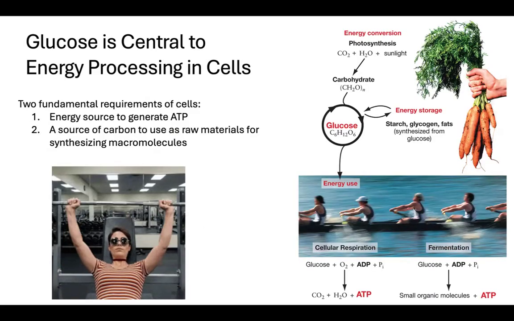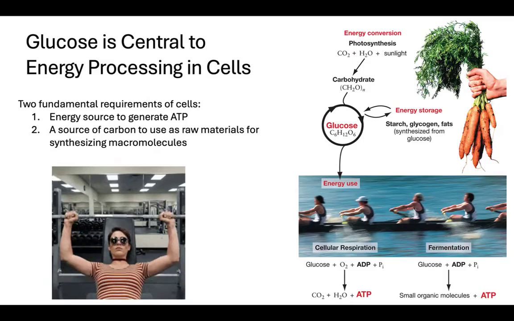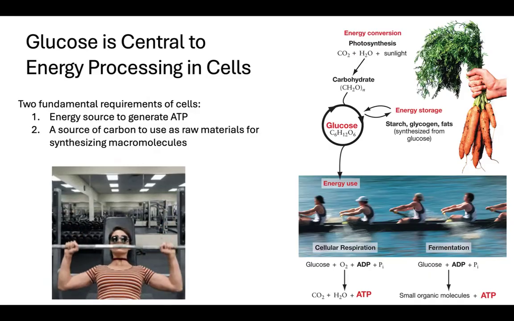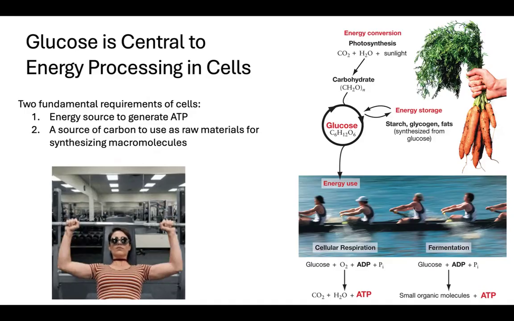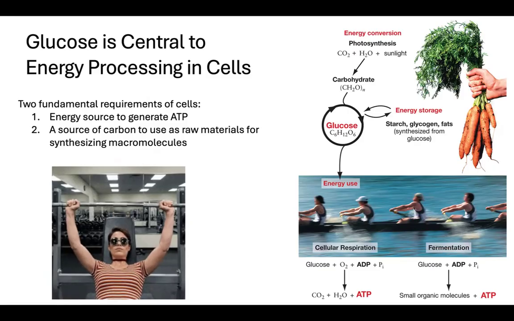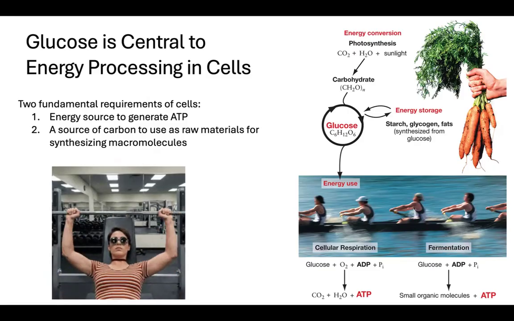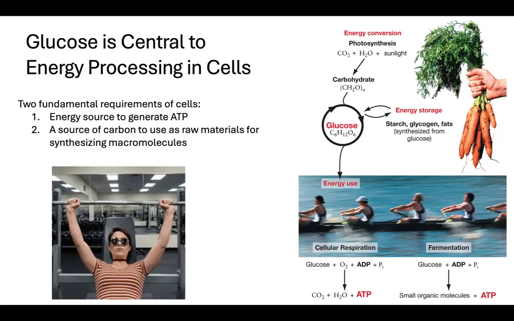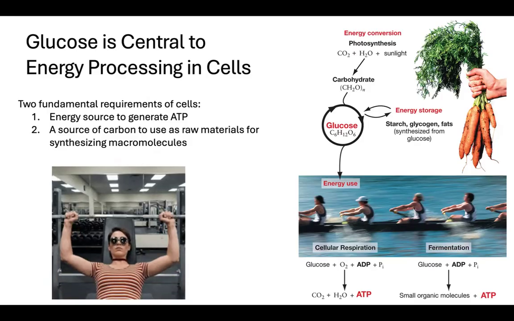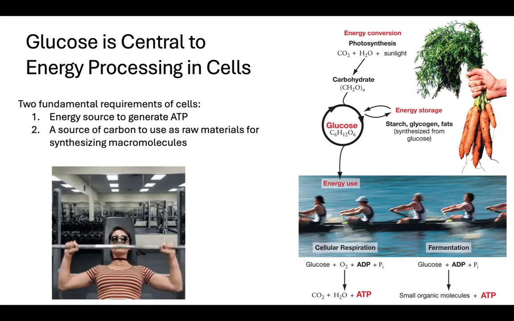And so glucose is central, right? We're going to need glucose to go through this process of four major steps so that we can recover, as we said, 30 to 32 ATPs for every two ATPs that go in. So this is our energy source to generate ATP. And if we remember, the sugars are basically carbon chains, so this is also our carbon source.